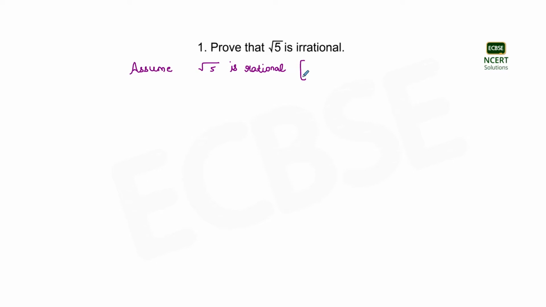And as we know, for a number to be rational, it can be expressed in the form p by q, where p and q are some integers and HCF of p and q is equal to 1. That is, p and q are co-prime numbers. This is what the definition of a rational number says. Now, for root 5 to be rational, root 5 will be equal to p by q.